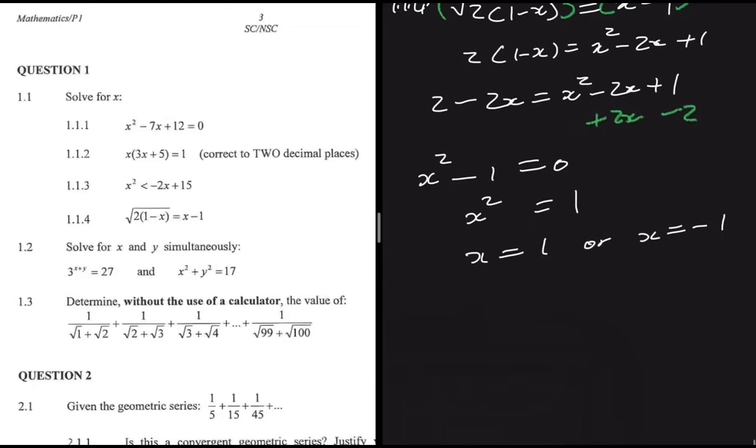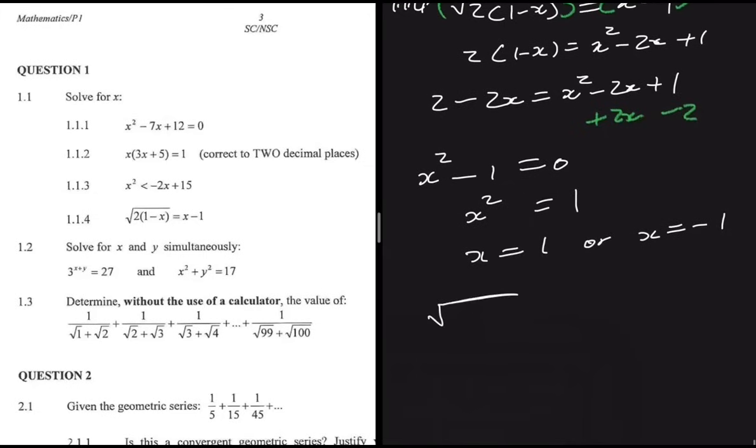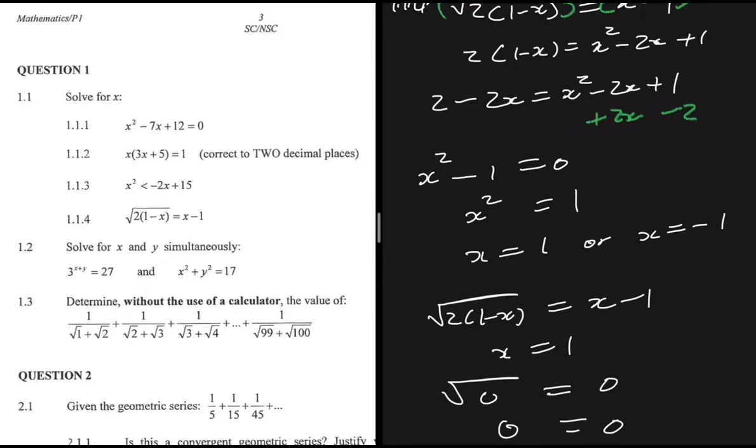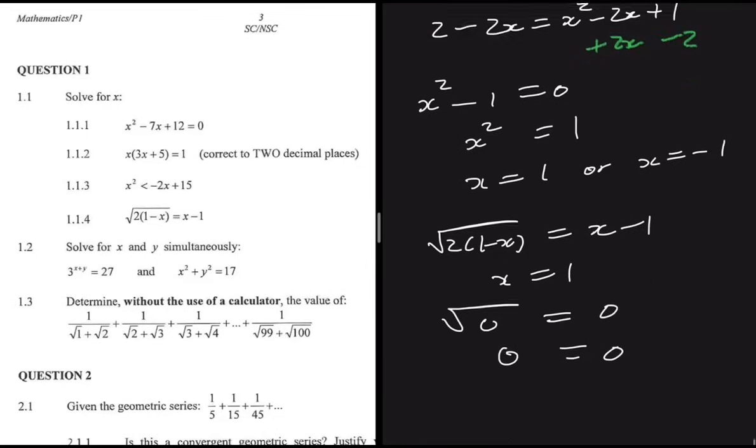We have the square root of 2(1 minus x) being equal to x minus 1. So when x is equal to 1, what are we going to get? We're going to get the square root of, so we're going to have 1 minus 1. So we just get 0, right? Being equal to 0 essentially. So 0 is equal to 0. So when x is equal to 1, there's no issues arising.